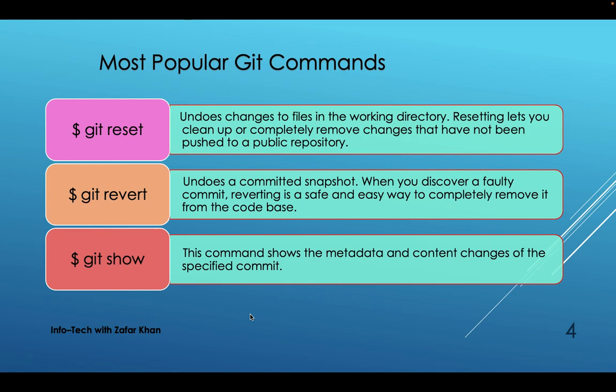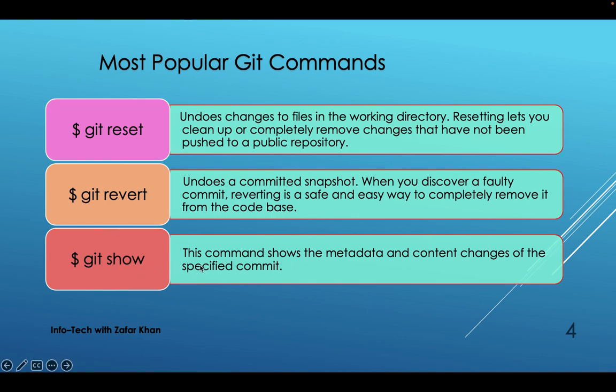Then there is a command called show. We have used this command multiple times. It basically shows the metadata and content changes, whatever commits you have done, who has done the commits, and what his email ID is. Everything will be shown when you put this command, git show.